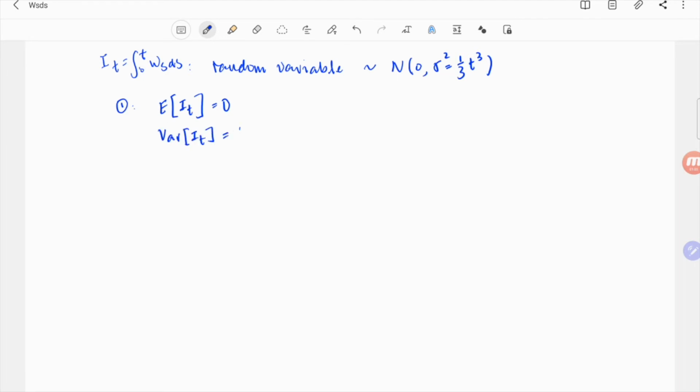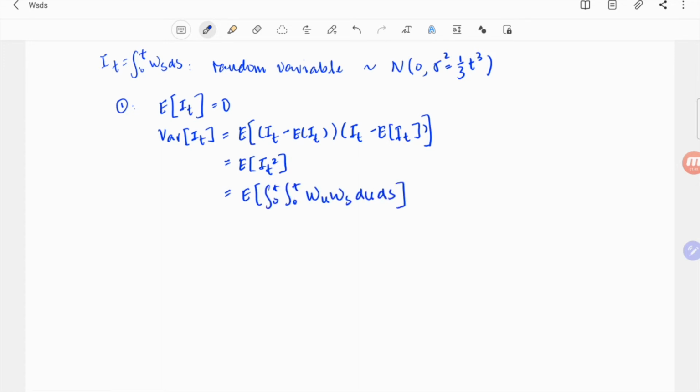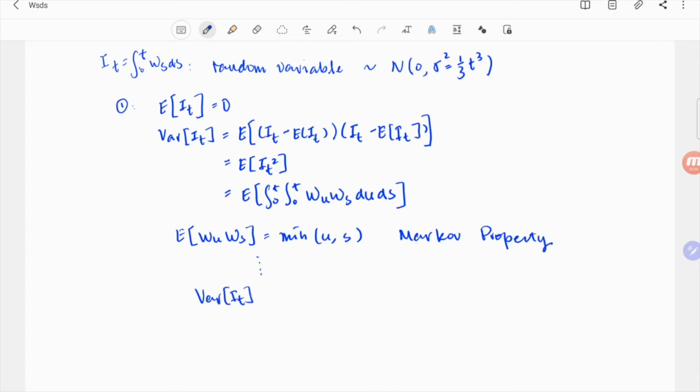With the mean known, we can write down the variance using the definition directly, which will become a double integral. To solve this double integral, we need to use the expected value of WsWu, which is the minimum of s and u. This is one of the Markov properties of Brownian motion. The rest is simple algebra, and I will leave it as an exercise.